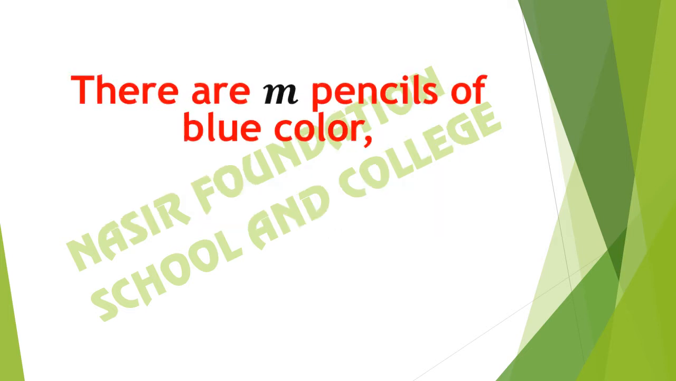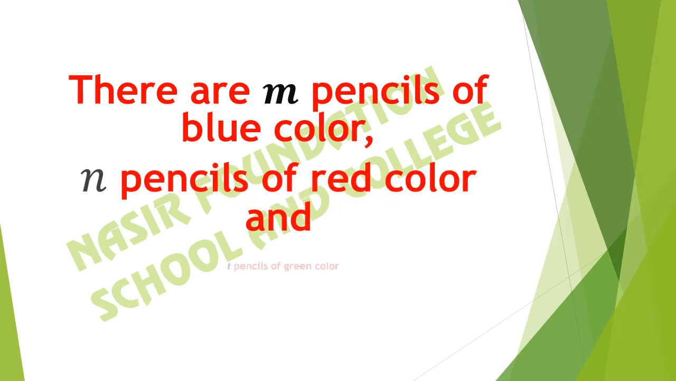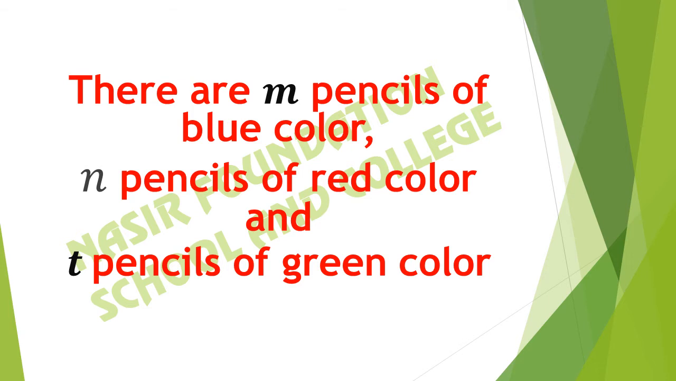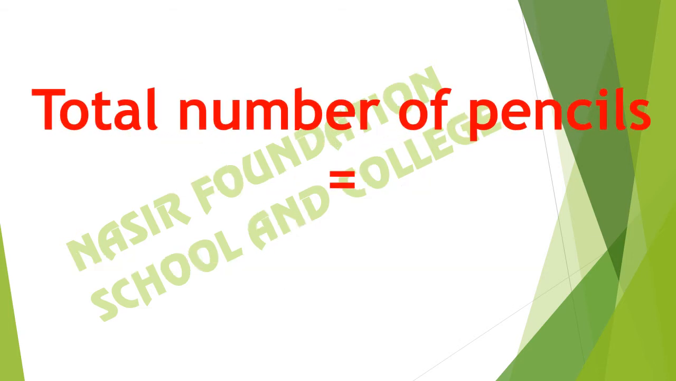Let's take an example. There are M pencils of blue color, N pencils of red color and T pencils of green color. As we do not know the exact number of pencils that are blue, red and green, we place the variables M, N and T to assume the number of pencils. To know the total number of pencils, we will add M, N and T. We will find out the total number of pencils by adding them.